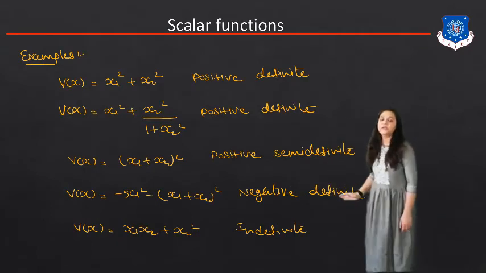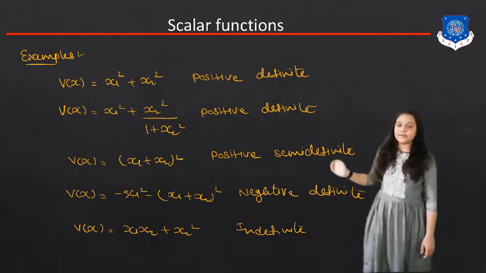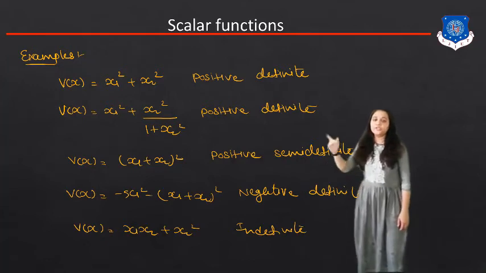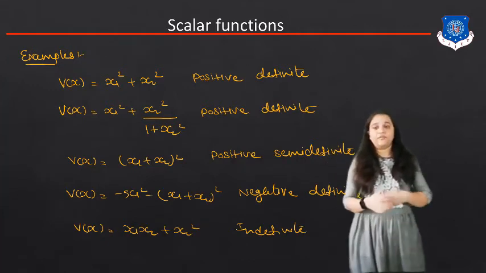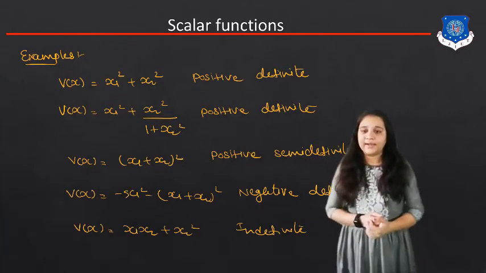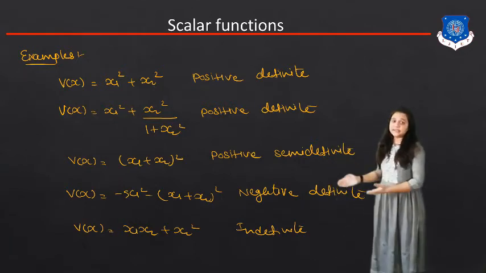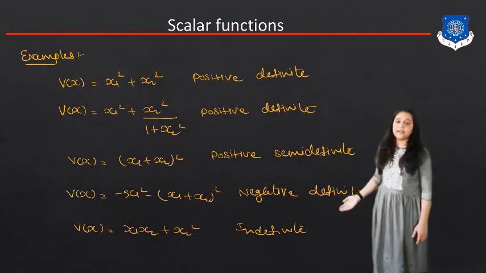In the fourth equation, minus x1 square minus (x1 plus x2) whole square. If we change the different values of x1 and x2, the answer is negative. So we get V(x) less than 0. So it is known as negative definite.